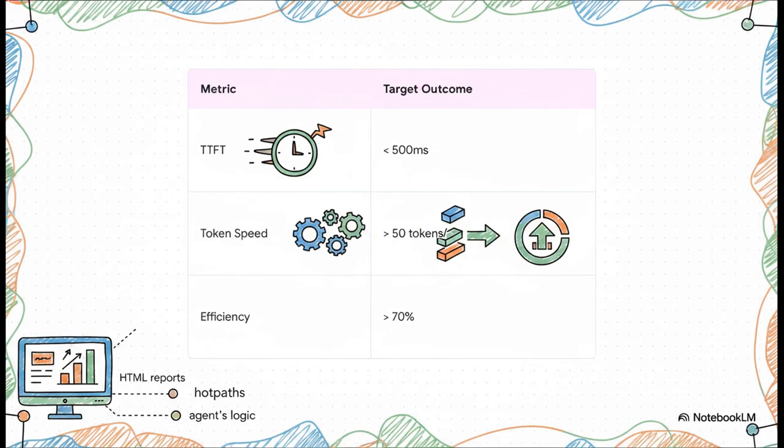Now, to actually hit that 90%, you need to track specific performance metrics. First, monitor your time to first token. You want to keep it under 500 milliseconds for high interactivity. Nobody likes waiting. Next, you need token throughput, greater than 50 tokens per second, so you aren't just sitting around waiting for complex AL files to generate. And honestly, most importantly, agent efficiency must be above 70%. This just means the ratio of productive work to coordination overhead is lean. By tracking these metrics in your HTML reports, you can easily identify hot paths in the agent's logic and continually optimize your long context prompts.